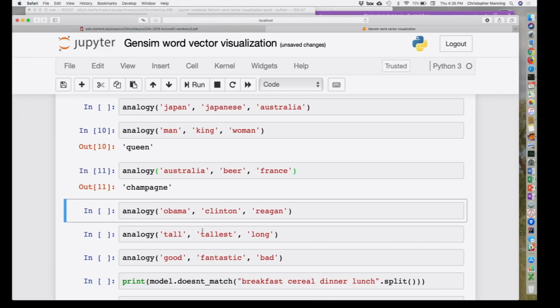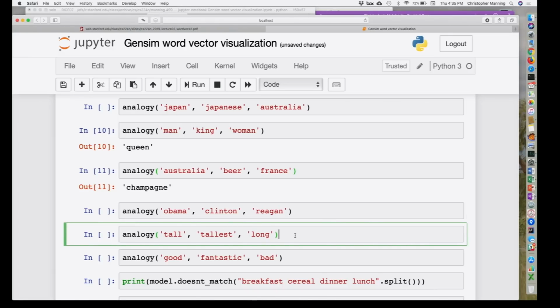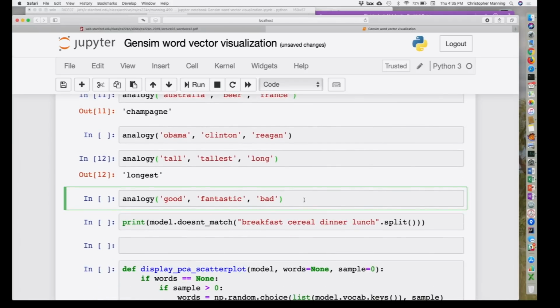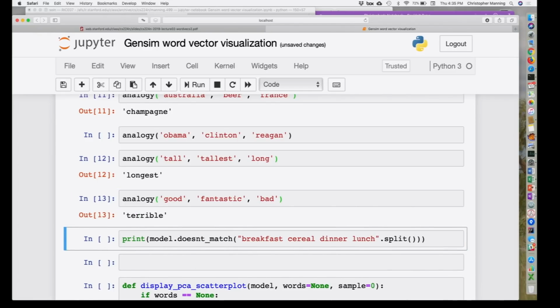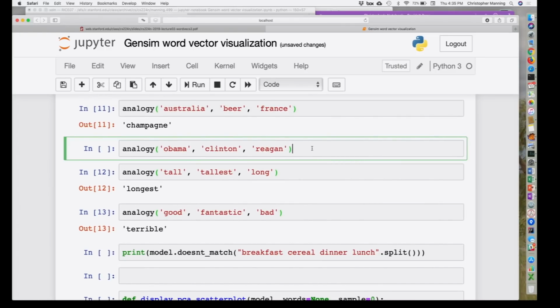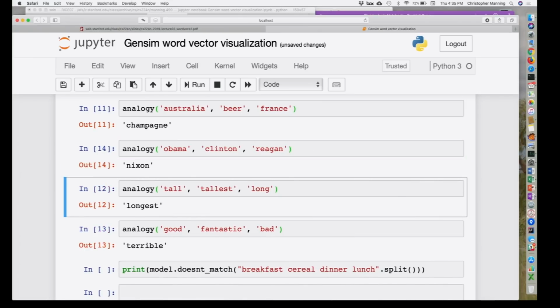You can do more syntactic facts, so I can say tall is to tallest as long is to longest, and it gets that. If I say good is to fantastic as bad is to terrible, it seems to get out that there's some kind of notion of a make-more-extreme direction. Oh, I skipped over one. Obama is to Clinton as Reagan is to... You may or may not like the answer it gives for this one: Nixon.